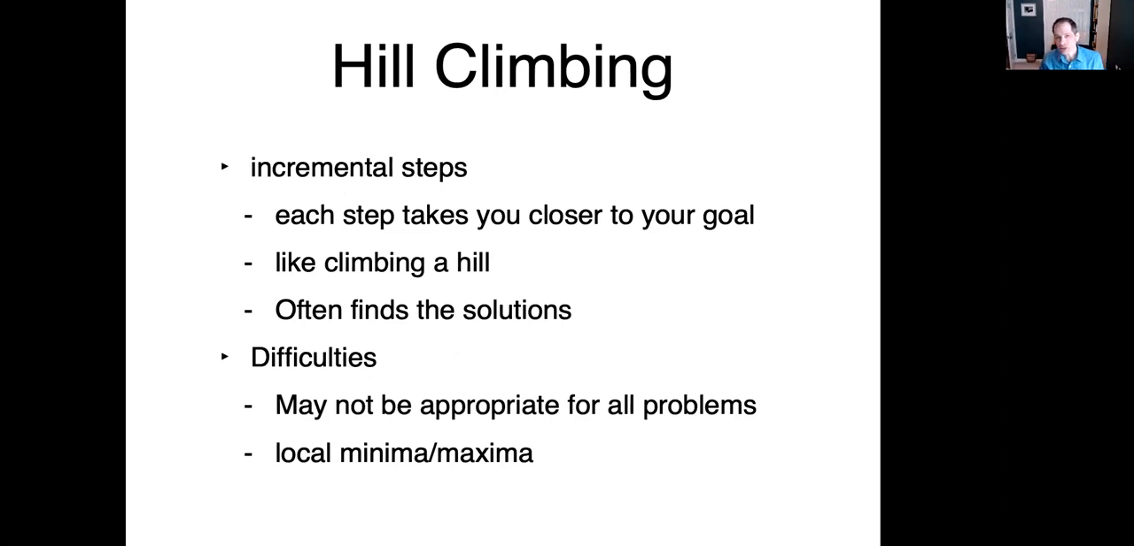It often finds solutions in cases where it's a relatively small problem space, but a problem space that has few constraints. So if the obstacle is straightforward, if the obstacle is clear, and if the obstacle can be removed with a series of incremental steps, then this is a really good way to solve problems you're not familiar with. But it also has a lot of problems. It's not always appropriate. And it runs into some particular issues known as local minima or local maxima. And I'll show what this means on the next slide.